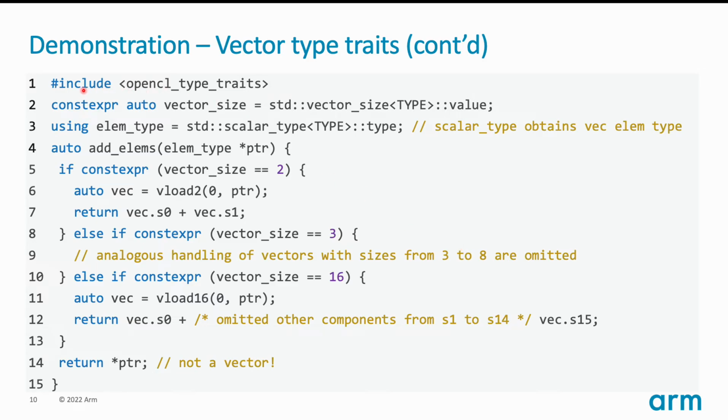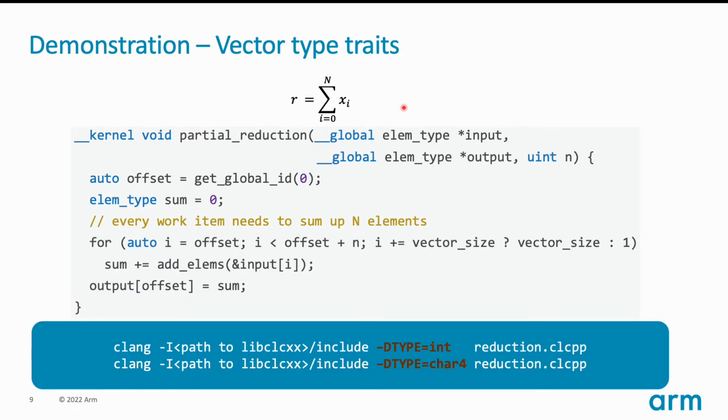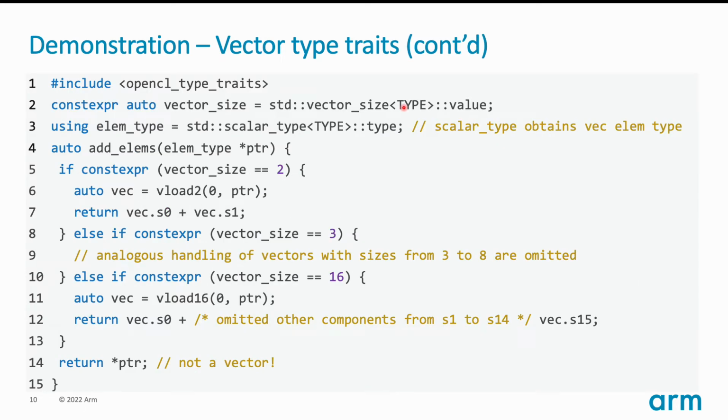Let's just complete our example. First of all, we will include OpenCL type traits. And the first trait that we will be using is the vector size trait that was introduced just a few minutes ago. We pass the type, which was given in this command line argument over here, and we will query the value. This will correspond to the vector size if the type is a vector. If it's not a vector, it will be 0.